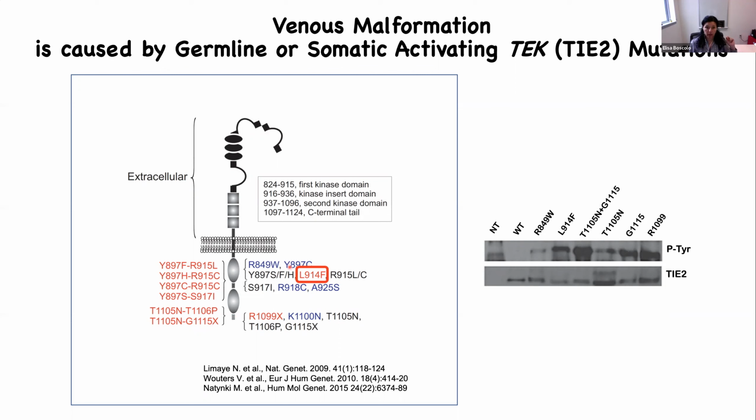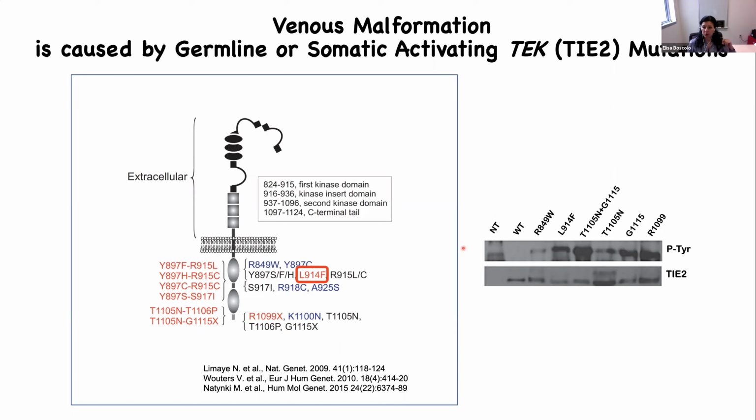And in blue here in this image are the inherited mutations. Now the L914F is highlighted because that's the most frequent Tie2 mutation found in patients, and that's the one we are focusing our work on. I do want to say that all this beautiful work has been done by the lab of Mika Vikula.